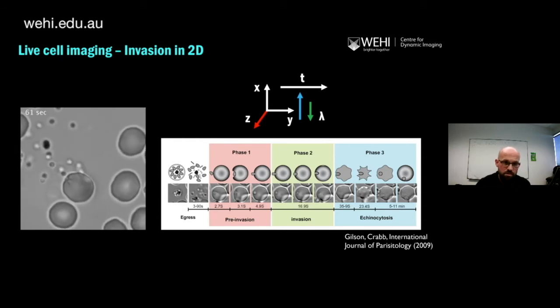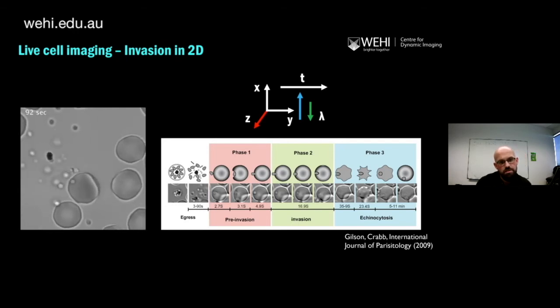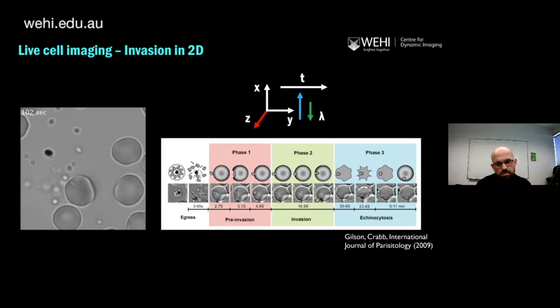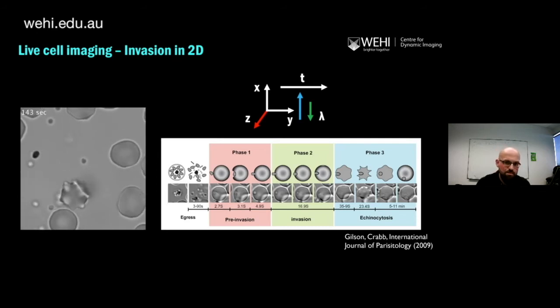So here we have a movie, and you see a parasite interact and deform the membrane here, and eventually reorients itself until it nestles itself nicely into the erythrocyte. And just through this really simple imaging technique, we've learned so much about the process. But this comes with its challenge, mainly due to its inherent two-dimensional nature.